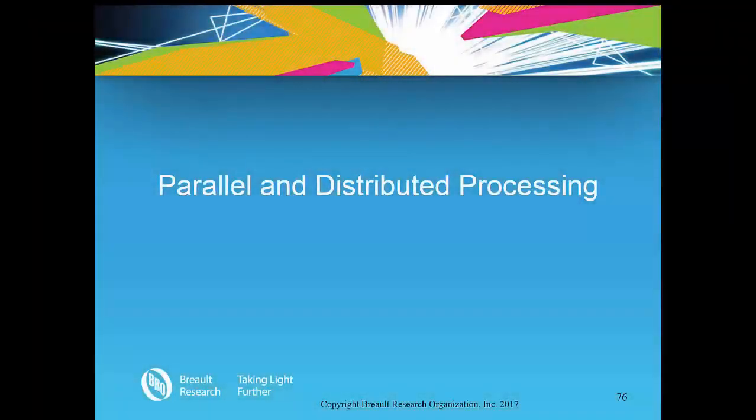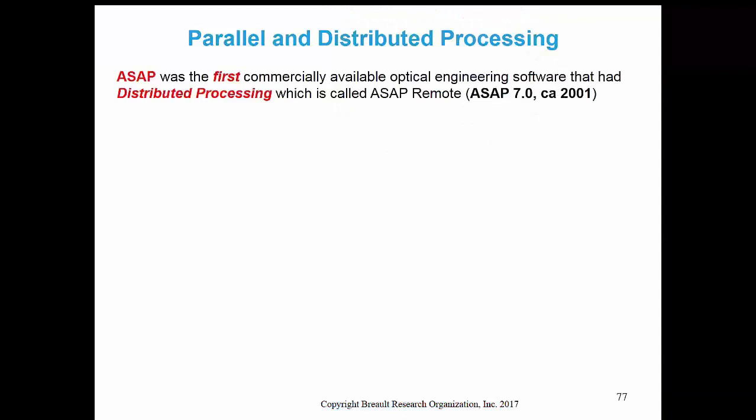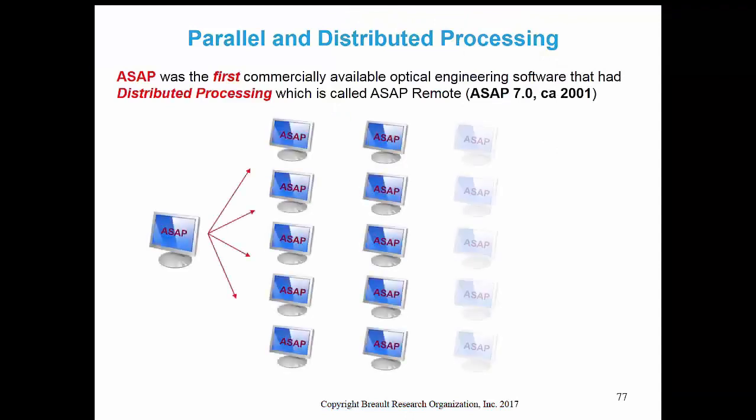I would now like to spend a few moments talking about ASAP's new parallel and distributed processing. ASAP was the first commercially available optical engineering software that had distributed processing, which is called ASAP Remote, and came out about 2001. And now ASAP combines that computational power with parallel processing. ASAP's remote or distributed processing allows you to distribute design and analysis tasks such as large ray traces, sensitivity and tolerance analysis, or to perform true Monte Carlo simulations over a large number of machines, thereby substantially decreasing the simulation time and increasing the user's productivity.